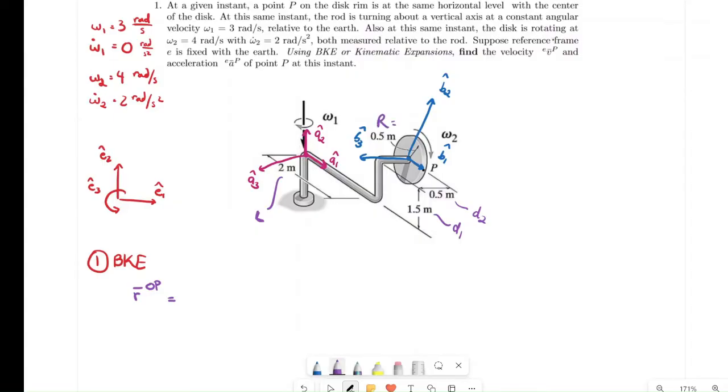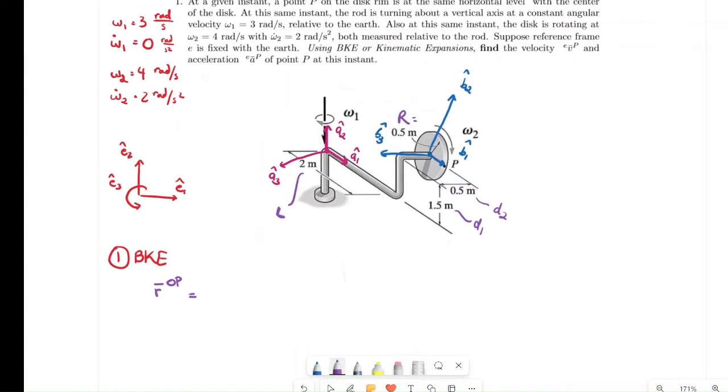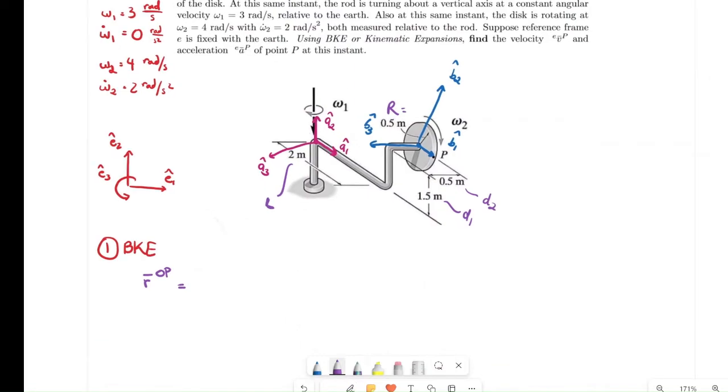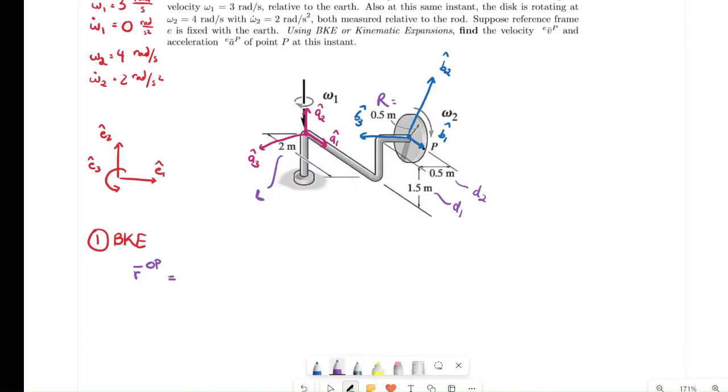Just so I can have some variables, because it's a bit annoying to have to write the 1.5 and 0.5. So what's the point O that is fixed in the E frame? You can pick obviously this point here or this point here. You could pick literally wherever that's not moving. But you're obviously only given dimensions from here to here to here. So it would make the most sense to pick your O at the origin of the A coordinate system.